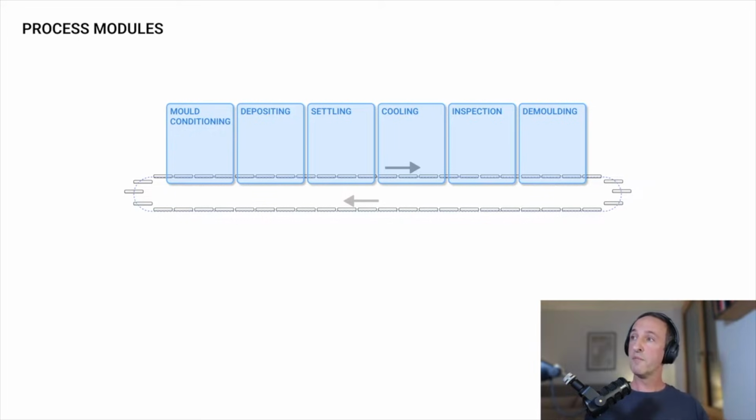And apart from those main modules, you'll have as well the machines before your production line, which is called the upstream part. And you'll have the machines after your production line, which is called the downstream part. And the upstream, as visualized here, comes before your production line, so before the molding line.